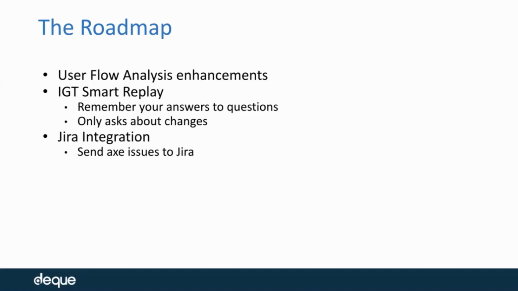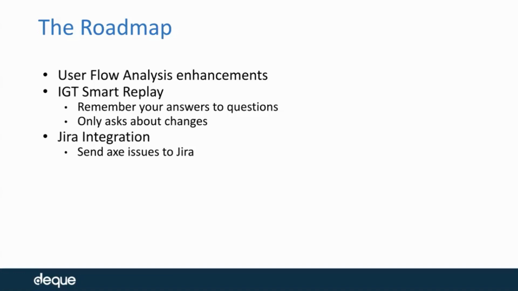So right now, the name is pending. It's just something I've given it as a code name. Maybe it'll stick. I really like the name, but we might call it something different by the time it gets shipped. We have started development on this thing that I'm calling Intelligent Guided Testing Smart Replay. What Smart Replay will do is remember your answers to your intelligent guided tests and won't ask you redundant questions that it already knows. Imagine that. We're going to take the information we already have and start actually leveraging it.